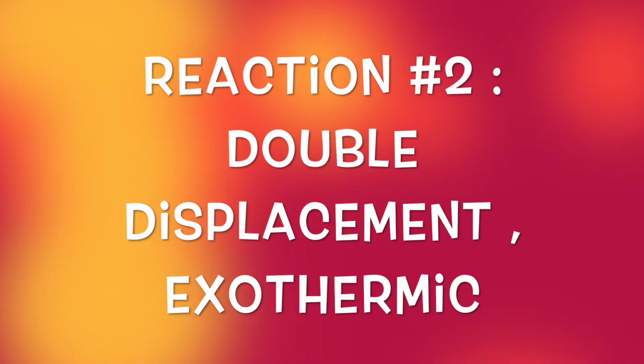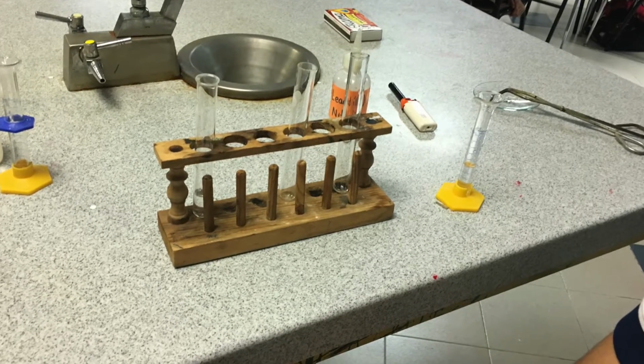In this reaction, we combined lead nitrate and potassium iodide solutions, and both of them were clear. In the final solution, a yellow precipitate appeared. The remaining solution was an ionic solution.